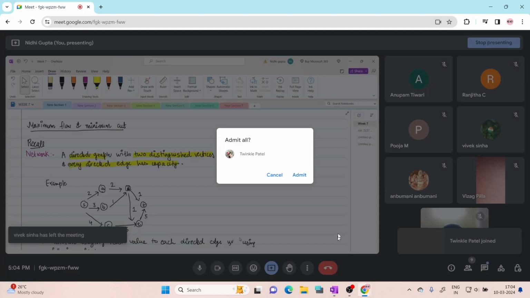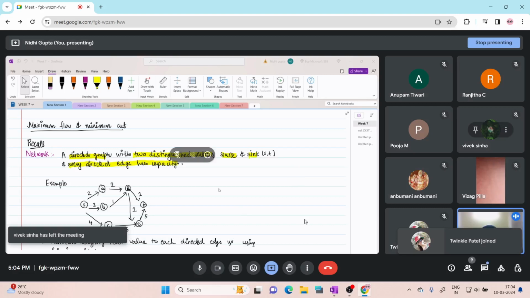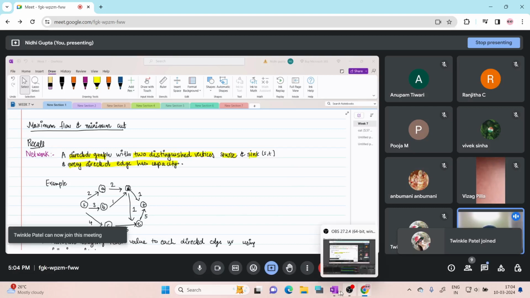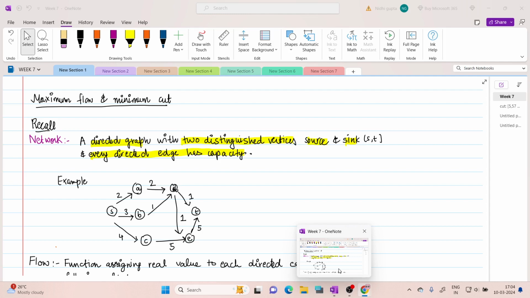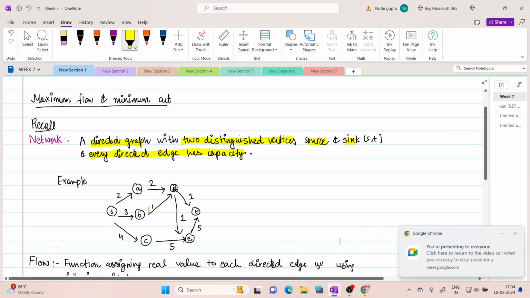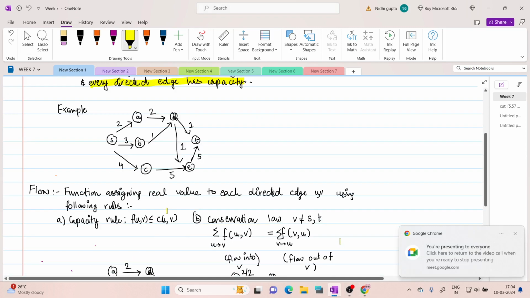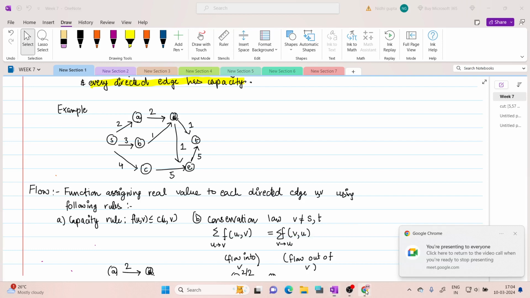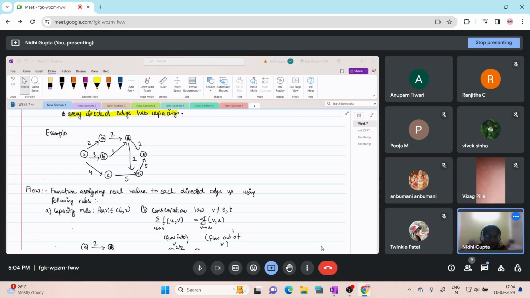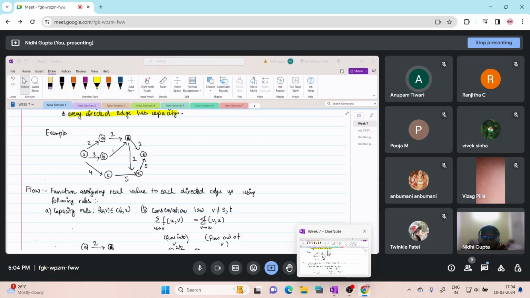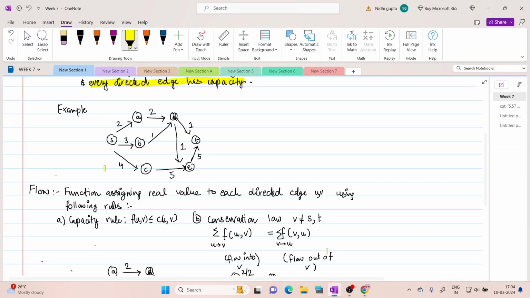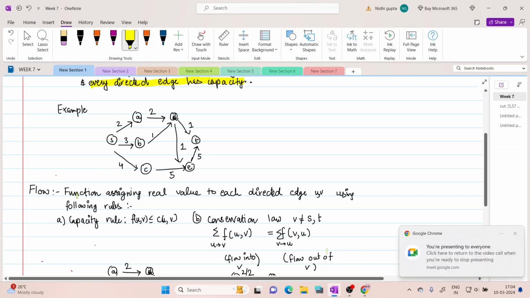So now once we have a network, the most common problem is basically to find the flow or maximum flow. So what is a flow? My voice is audible to everyone, right? Yes, yes. Okay. So what is a flow? Now we are given a network.